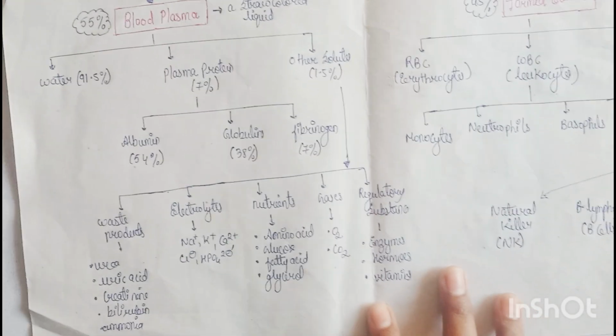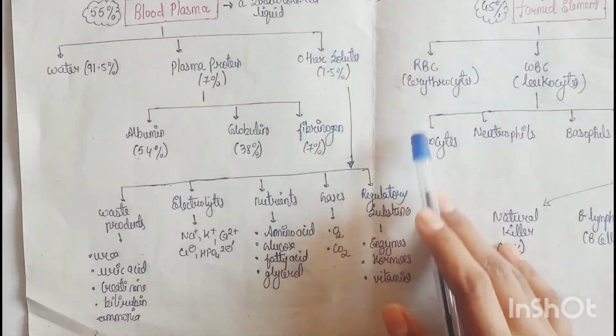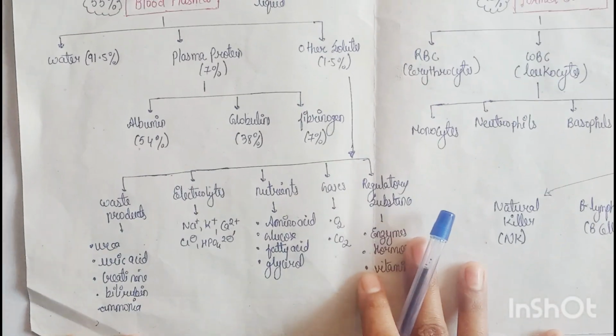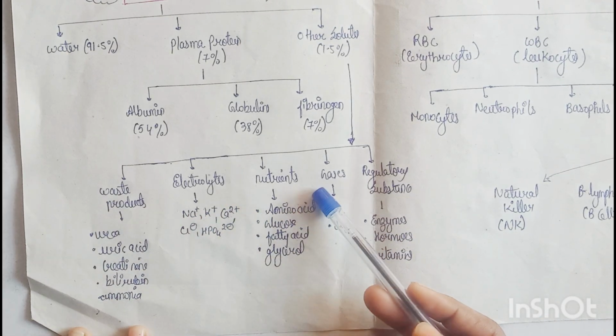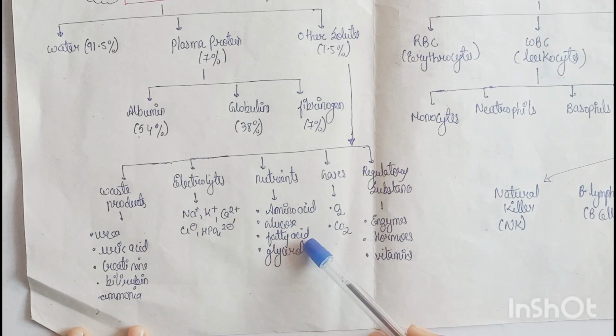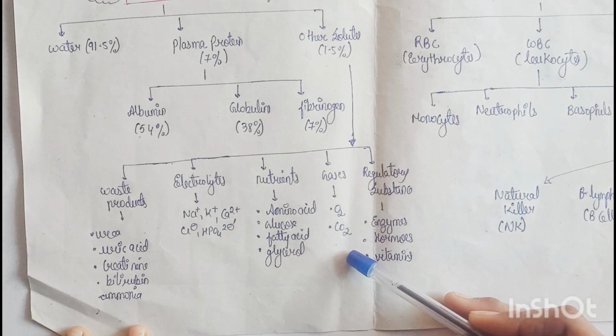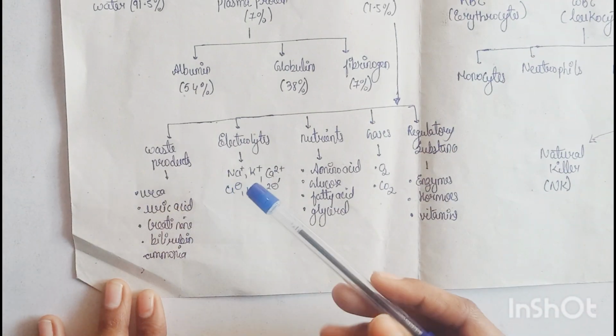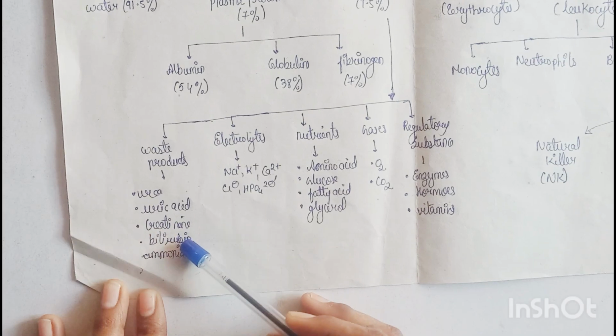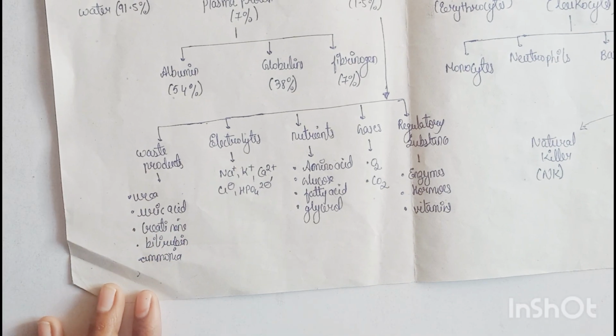Another is the other solutes, 1.5%, and in these other solutes, electrolytes are present: sodium, potassium, calcium, chloride, HPO4. Nutrients are present: amino acids, glucose, fatty acids, glycerol. Gases are present: oxygen, carbon dioxide. Regulatory substances are present: enzymes, hormones, vitamins. And waste products are present: urea, uric acid, creatinine, bilirubin, ammonia. So this is about the blood plasma.